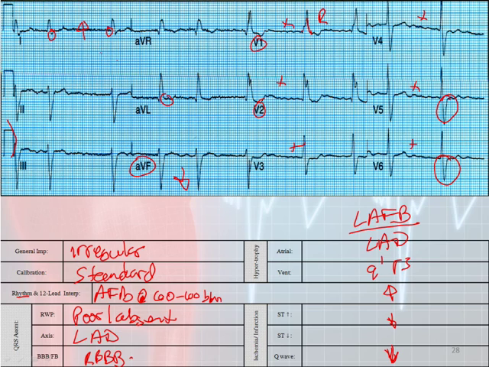But I do have an up, down, and down in 1, 2, and 3. It looks like I have a left axis deviation, possibly a Q1 R3, up, down, and down. So I'm also going to say that this is a left anterior fascicular block. So let's finish interpreting our 12 lead. AFib with a heart rate of about 60 to 100 beats a minute with a poor R wave progression. Left axis deviation, right bundle branch block. I'm going to run out of room here. With a left anterior fascicular block.